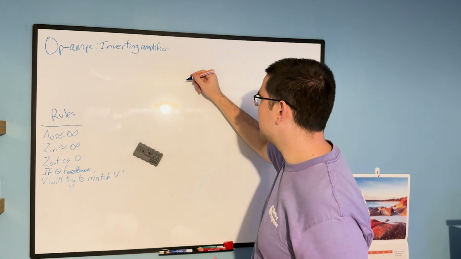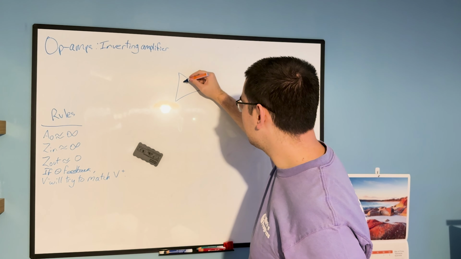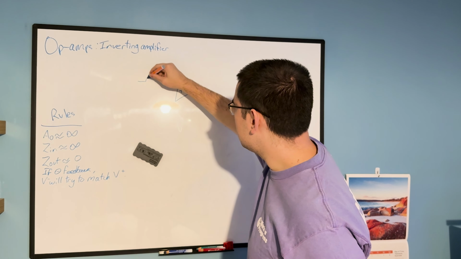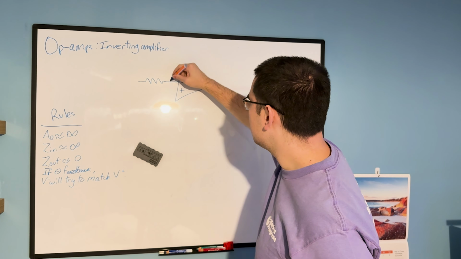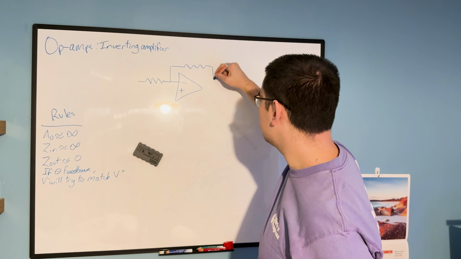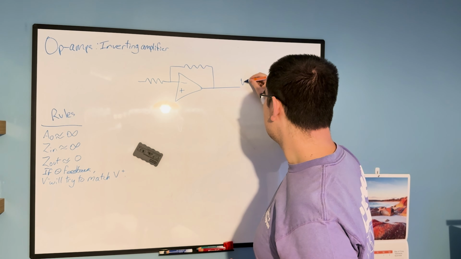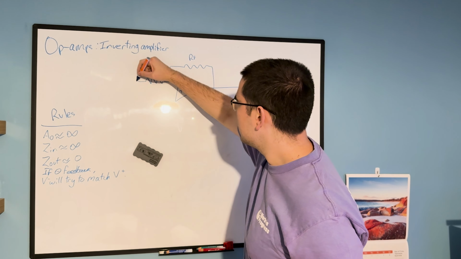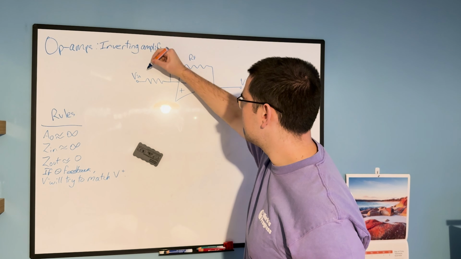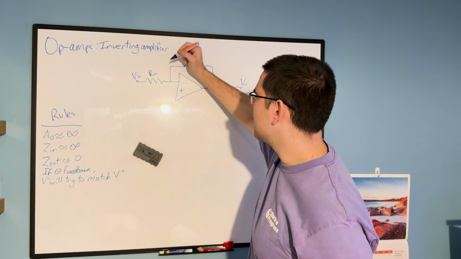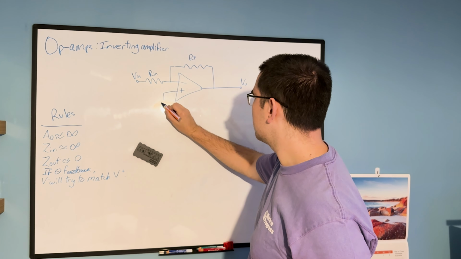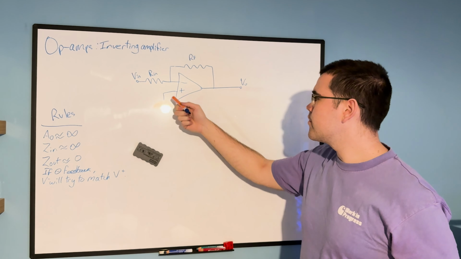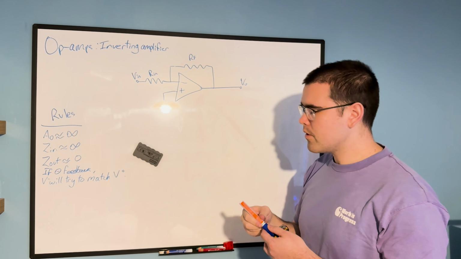Okay, so of course we're going to need one of these, an op amp. Okay, here's the input. Here's the output voltage. Here is the feedback resistor. Here is the input voltage, the input resistance, and here is the ground of the non-inverting terminal.